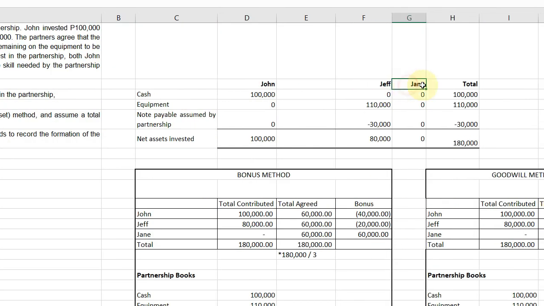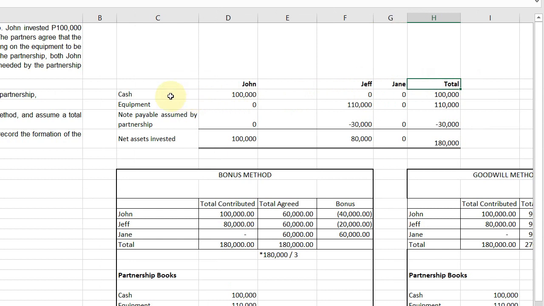Jeff, Jane, then total. Okay, so si John daw nag-contribute ng 100,000. Wala nang iba kundi pera. So, net cash. Si Jeff nag-contribute daw ng equipment, and inassume yung note payable liability sa equipment ng partnership. So, minus 30,000, 80,000 na lang yung total contribution ni Jeff.